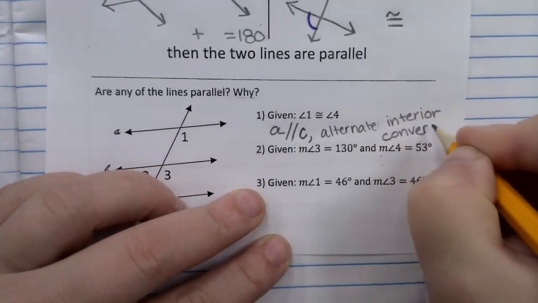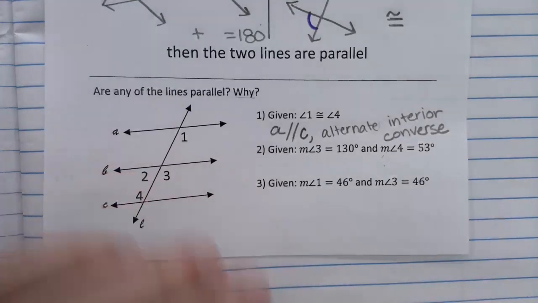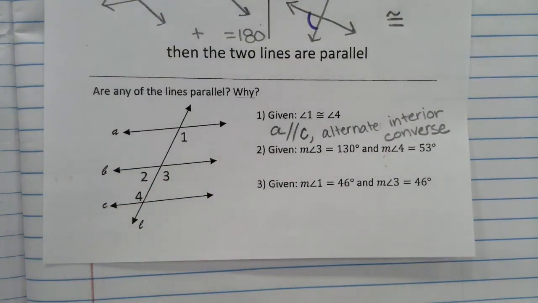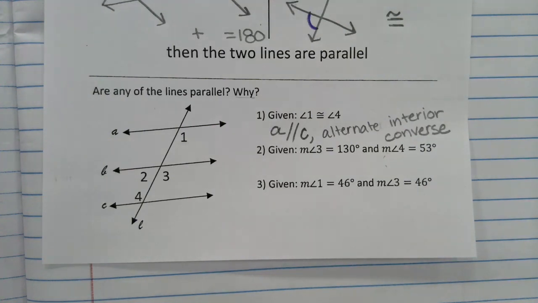That converse is really important that we include that word because that's what allows us to say that the lines are parallel. If we just say the alternate interior angles, then you're switching up what we're given. The given would be that the two lines are parallel. Now we're saying they're congruent. We're switching it. We're starting with angles are congruent, so now the lines are parallel.